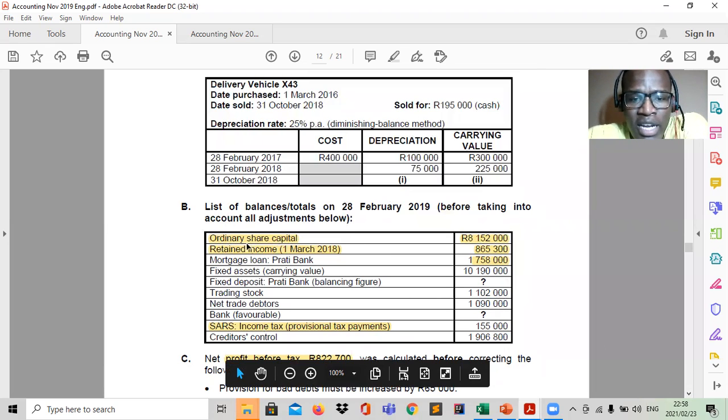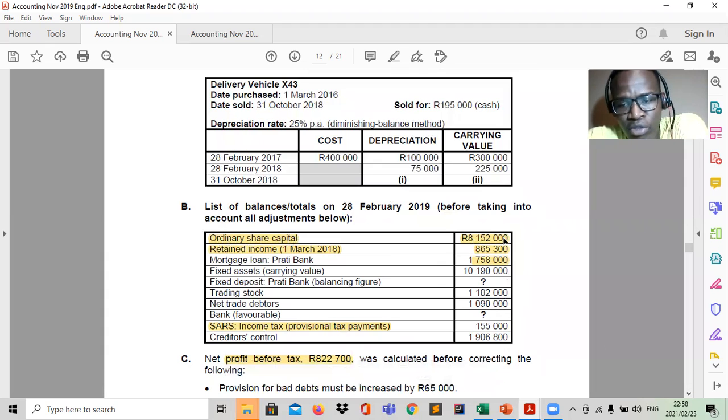So we are told that the ordinary share capital at this point was 8,152,000. Highlight this one. We've covered ordinary share capital from the previous lecture. We have covered retained income, and we're told that on 1 March 2018, the beginning of the financial year, remember, we said the financial year starts from 1 March 2018 to 28 February 2019, we expect to see opening retained income of 865,300, right? Then we have a mortgage loan, Private Bank, of 1 million 758,000, right?